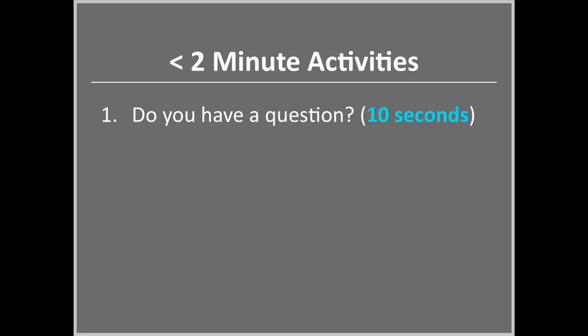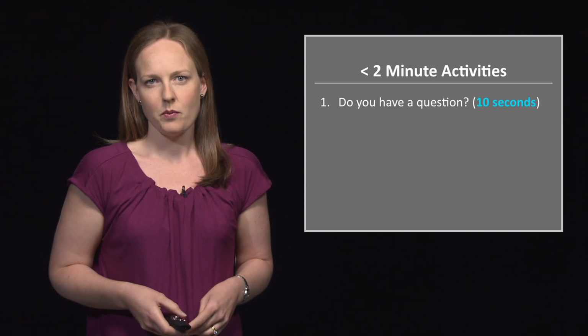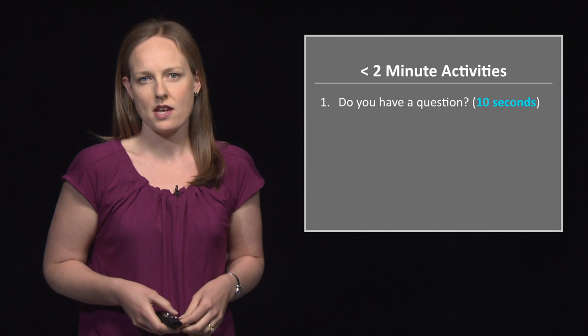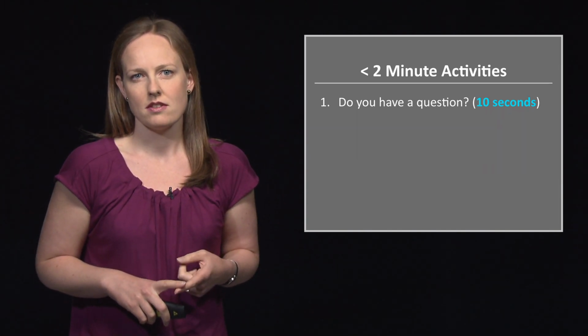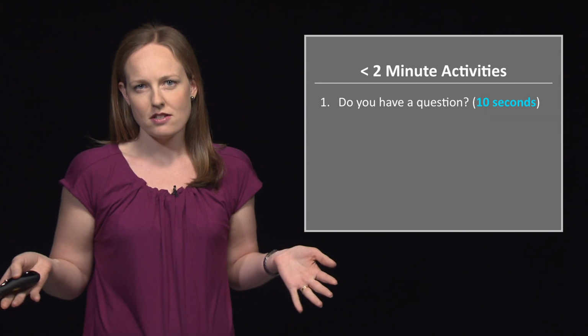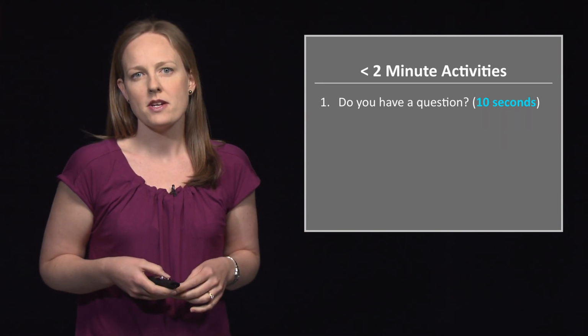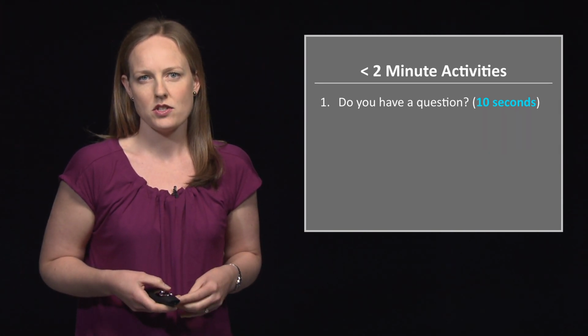The first type of short activity is simply asking your students if they have any questions. When doing this, it's important to do 2 things. First, think about the phrasing of the question that you use. By asking, "Do you have any questions?" you will create an open environment in which students will feel comfortable asking a question.